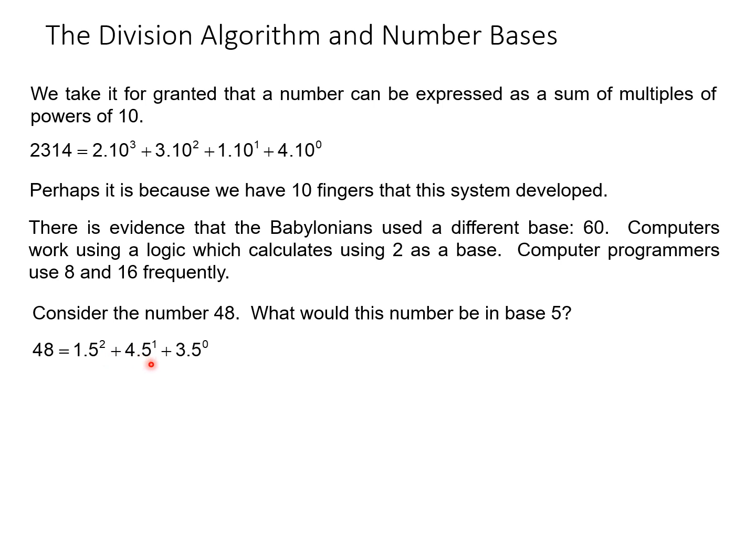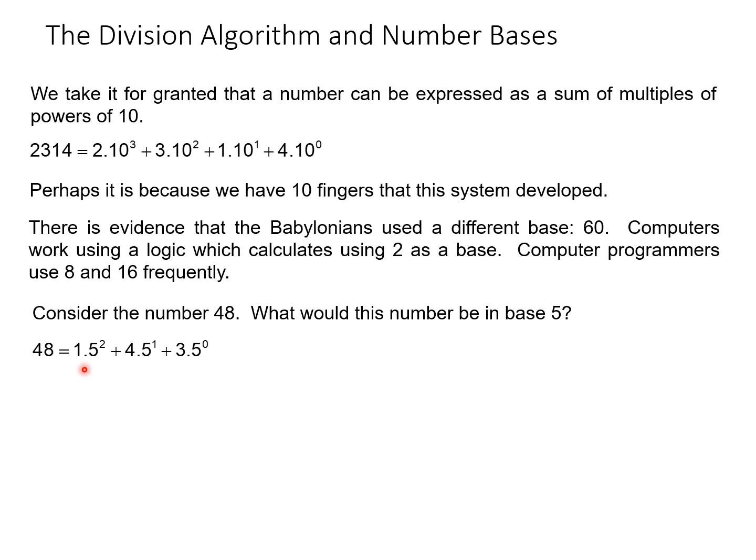Okay, how do we decide 4? Because 1 times 5 power 2 is 25. So 48 minus 25 is 23. So we have 23 more to fit into base 5. So it's obviously 4 times 5 because 4 times 5 is 20. And then we have a remainder of another 3.